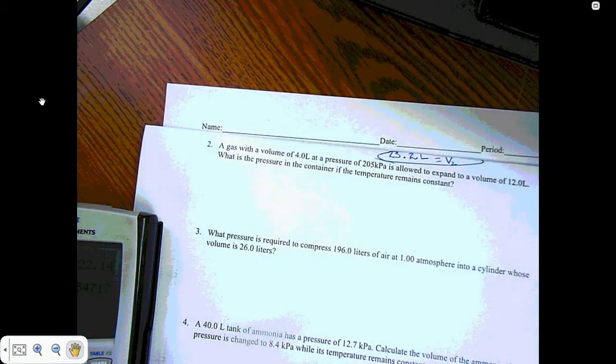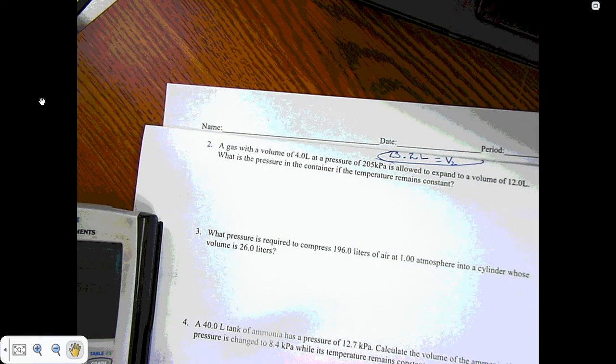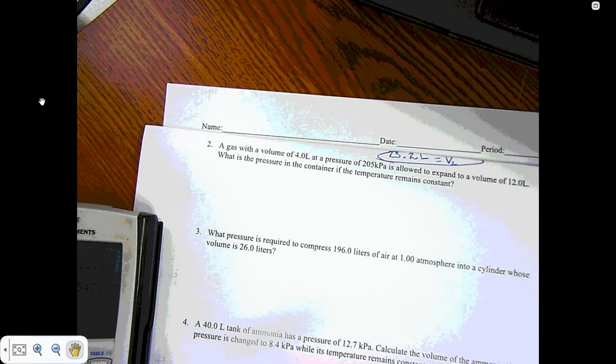Alright, so for question number 2, we're still dealing with Boyle's law, and this question states a gas with a volume of 4 liters at a pressure of 205 kilopascals is allowed to expand to a volume of 12 liters. What is the pressure in the container if the temperature remains constant?